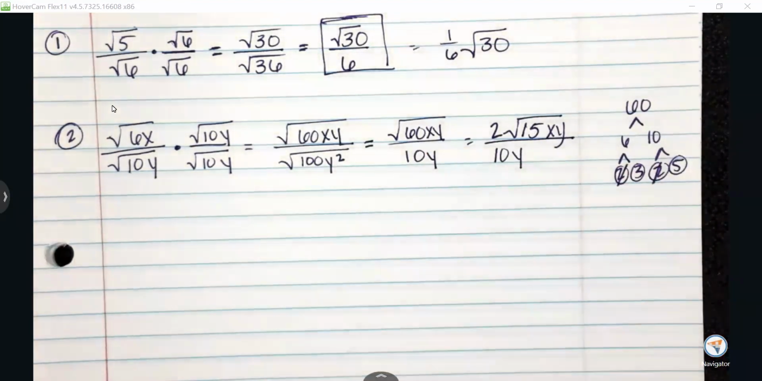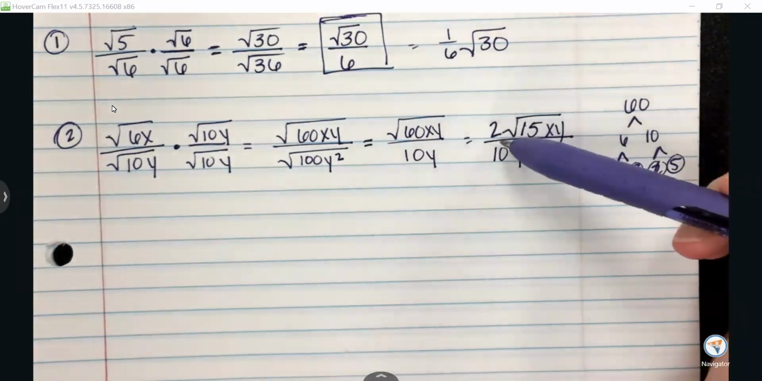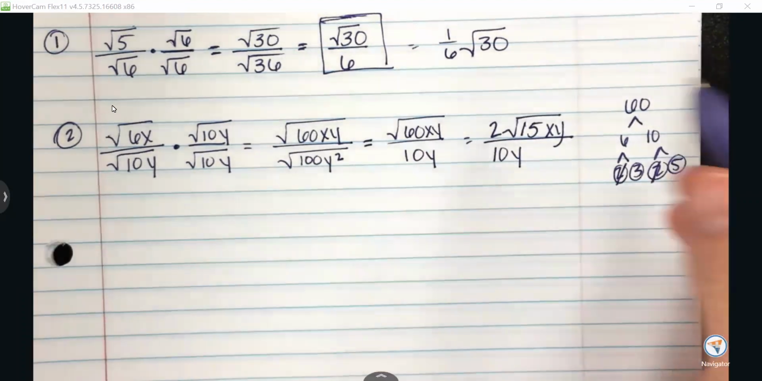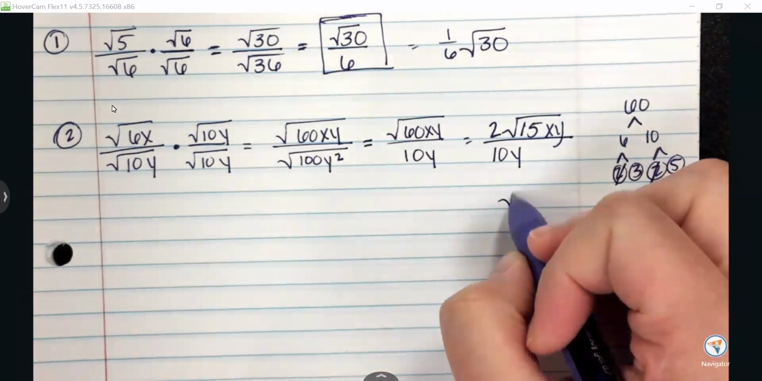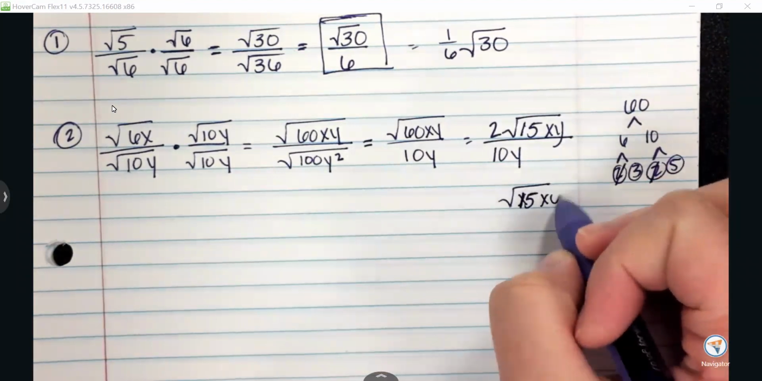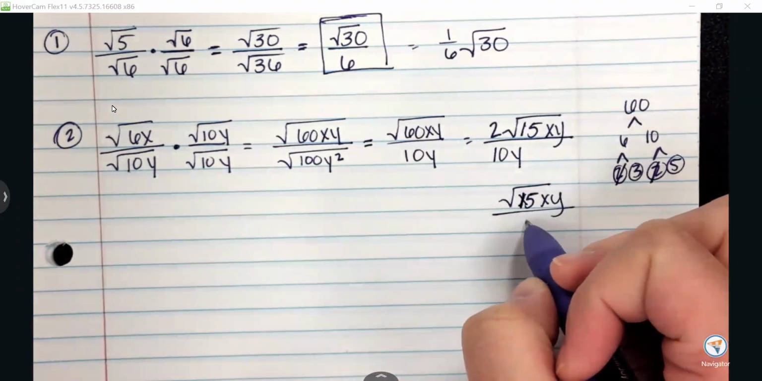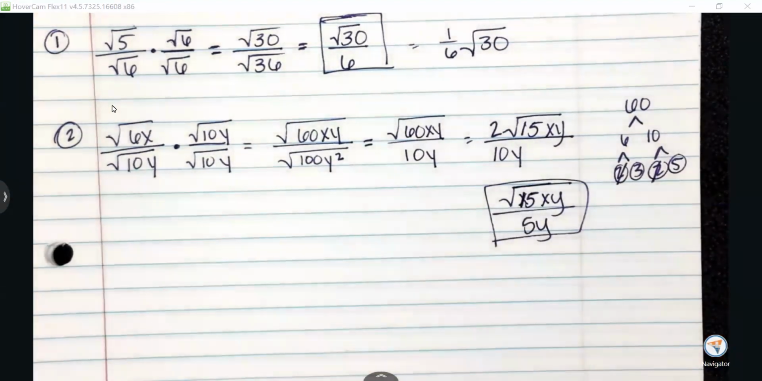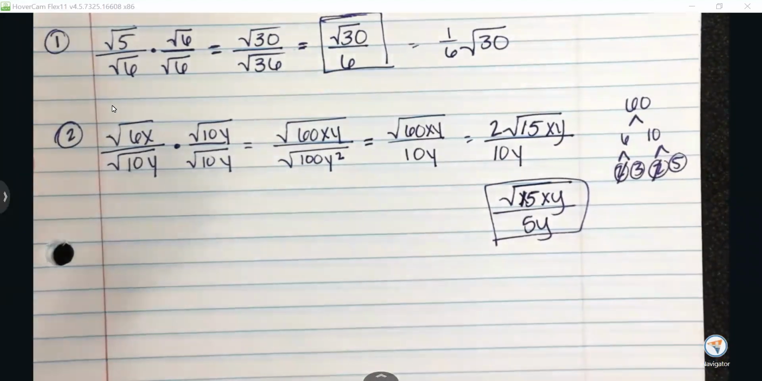What do you notice can happen now? I can simplify what's outside. So what can 2 and 10 simplify down to? 1/5, or just square root of 15xy over 5y. Can my y simplify? Why not? One's inside and one is outside, so they can't simplify.